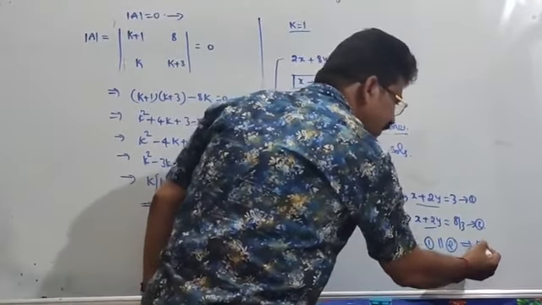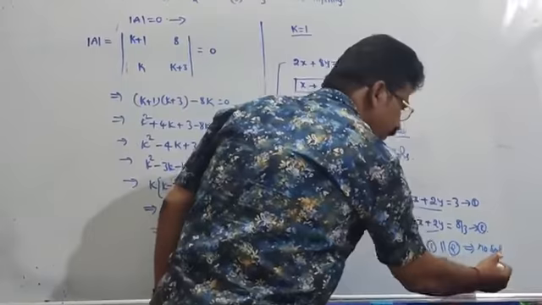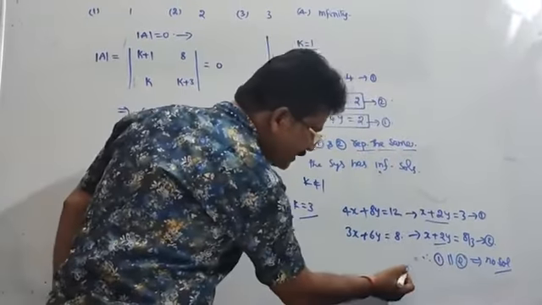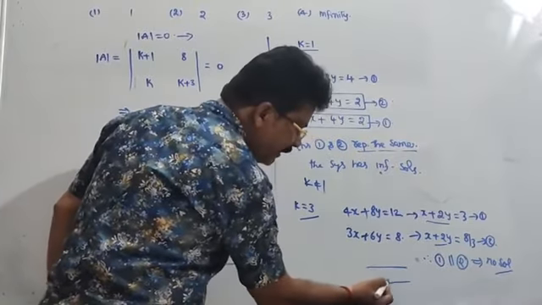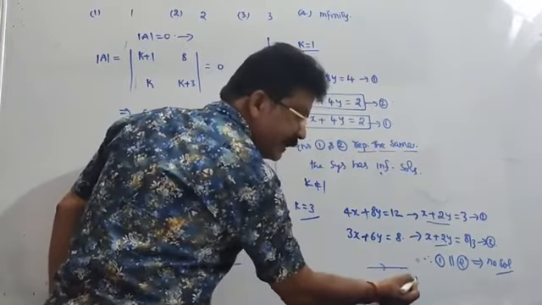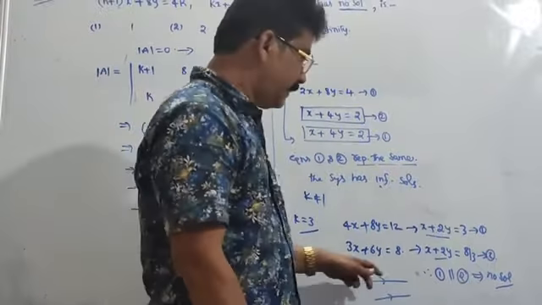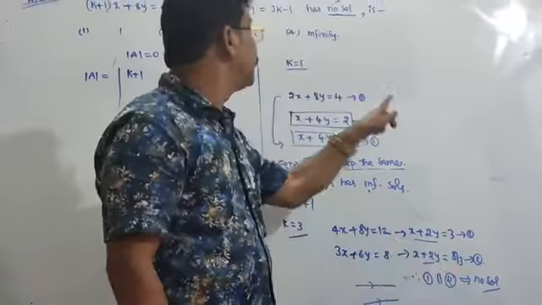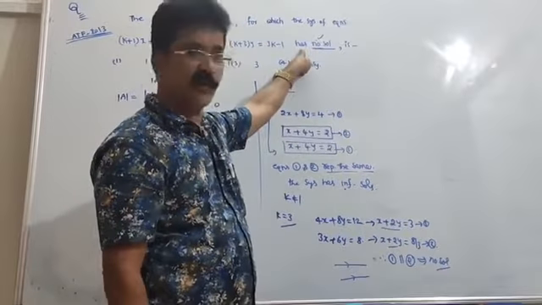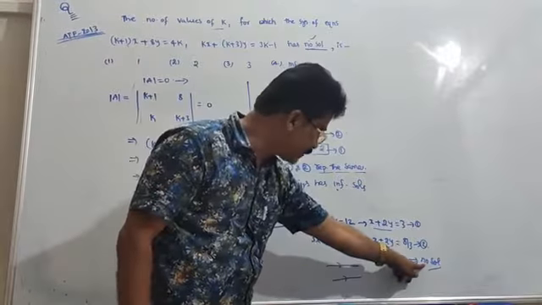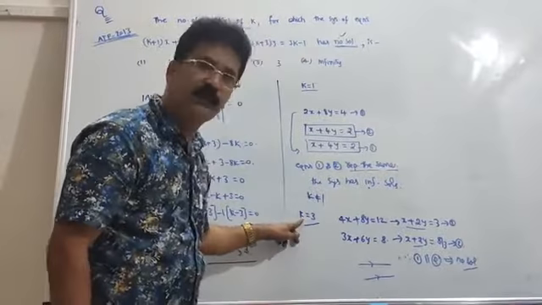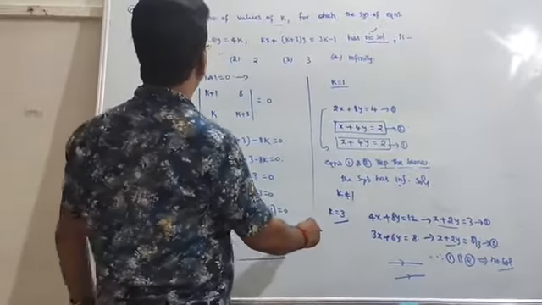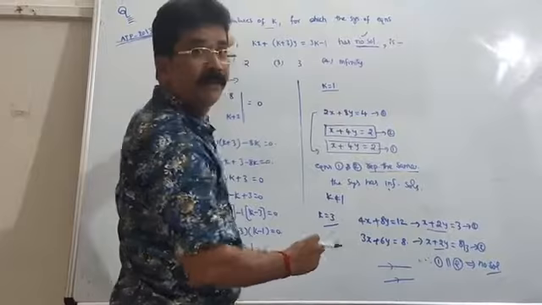So that implies no solution for the parallel lines. Parallel lines never intersect, it will be like that. Therefore there is no common solution. So in the given question, the system has no solution. We got the system has no solution for k equal to 3. Therefore it has only one value of k.